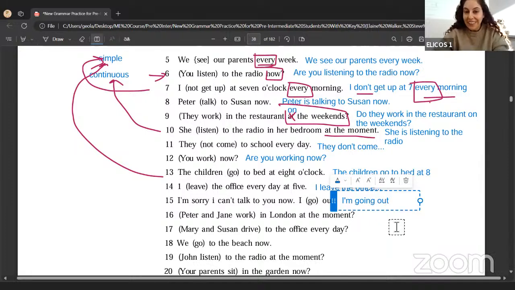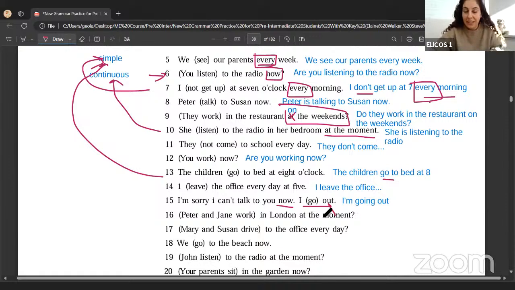I'm going out. Continuous because you've got the word now. So you need to continue talking about what you're doing now in this moment. I'm going out. Sorry, I can't talk to you now. Imagine I'm on the phone to someone. I can't talk to you now. I'm busy. I'm going out now. So whenever you see the words now or at the moment, then you know it is a continuous.